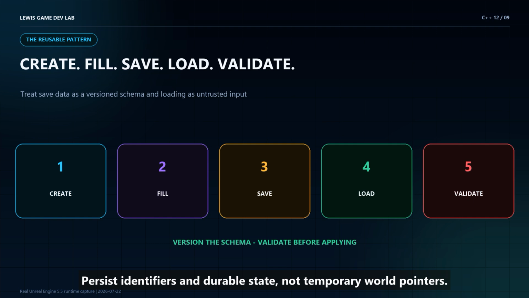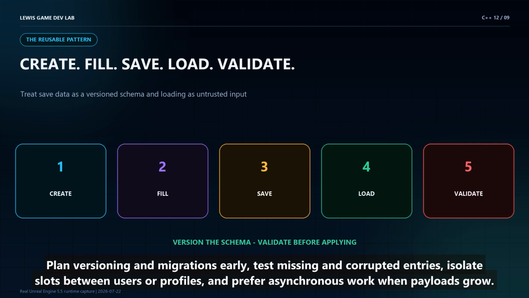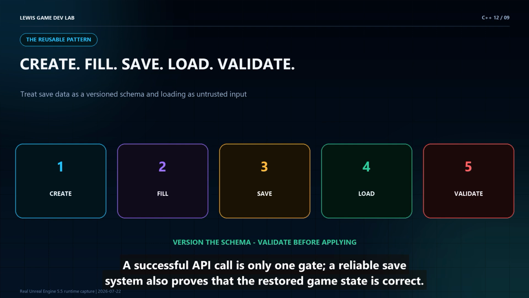Persist identifiers and durable state, not temporary world pointers. Plan versioning and migrations early, test missing and corrupted entries, isolate slots between users or profiles, and prefer asynchronous work when payloads grow. A successful API call is only one gate. A reliable save system also proves that the restored game state is correct.